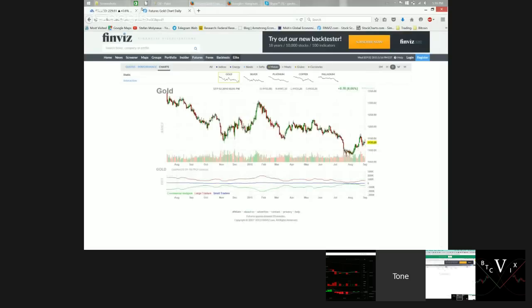One of the other charts that I currently have up is gold. And I just went to Finviz to briefly look at gold. The way I'm playing gold right now is I'm actually short gold. I don't think it bottomed. I think it will get to 1,000 and possibly lower.